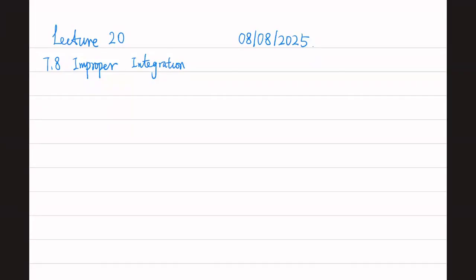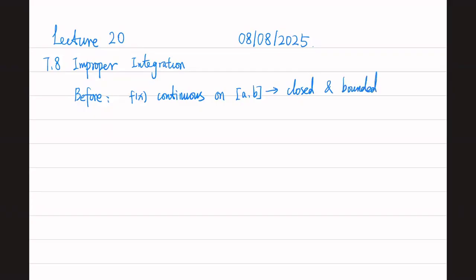Okay, so last time we started improper integration. For comparison, what we have done before: we consider a function f(x) continuous on an interval. This is closed and finite, you say bounded. In this case, we have the theorem: f is integrable.